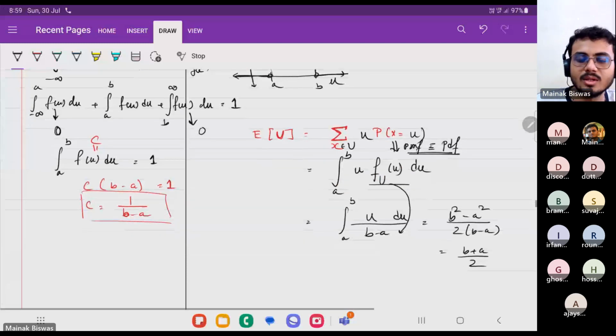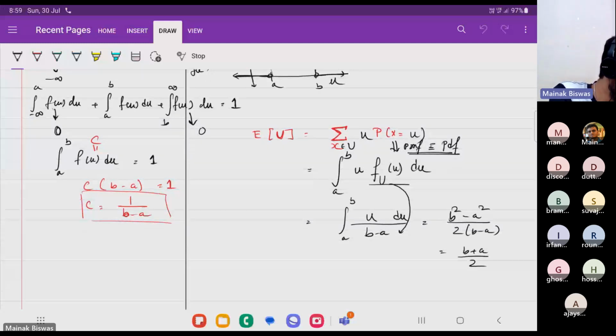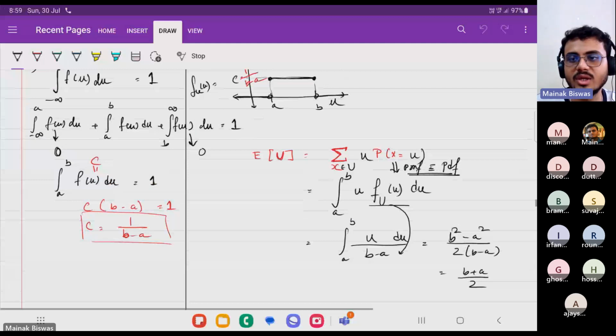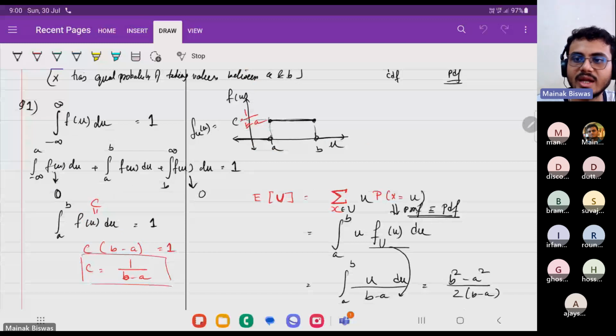B plus A by 2. So if it is B plus, what is the intuition? So if it is B, very simple, right? If you have a scale between 0 and 1, and you sample things from that uniformly, around where will you get the mean? Or where will be your center of mass? You can select anywhere around the center, either to the left or to the right. But eventually, the average will only be 0.5. Do you agree or not? Yes. So this is going to be B plus A by 2.